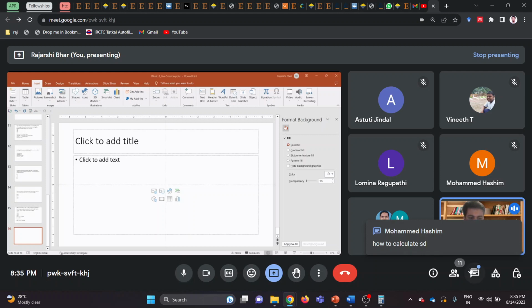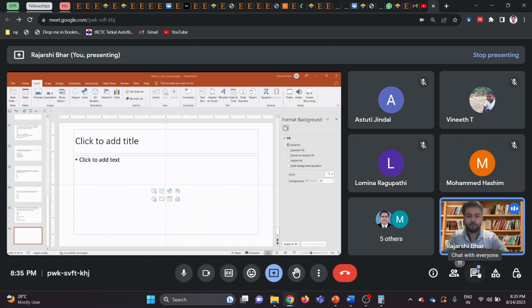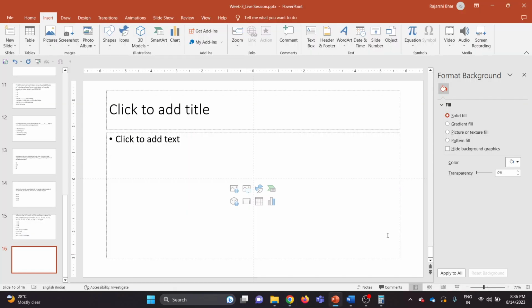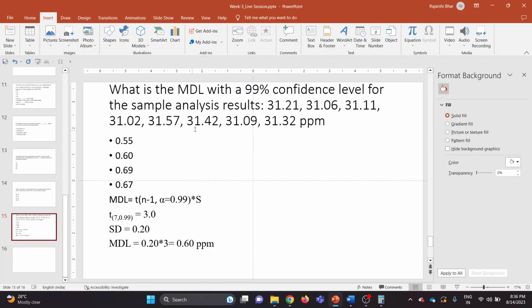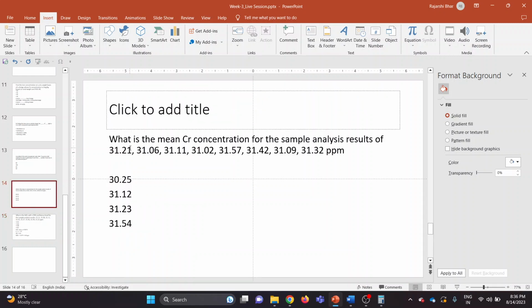Standard deviation, how to calculate? It is very easy. First you have to calculate the average. You have calculated that in the previous question already. Now for each sample, for each result, you have to see how much that 31.21 is deviating from whatever your average is, and that is the standard deviation for individual samples.